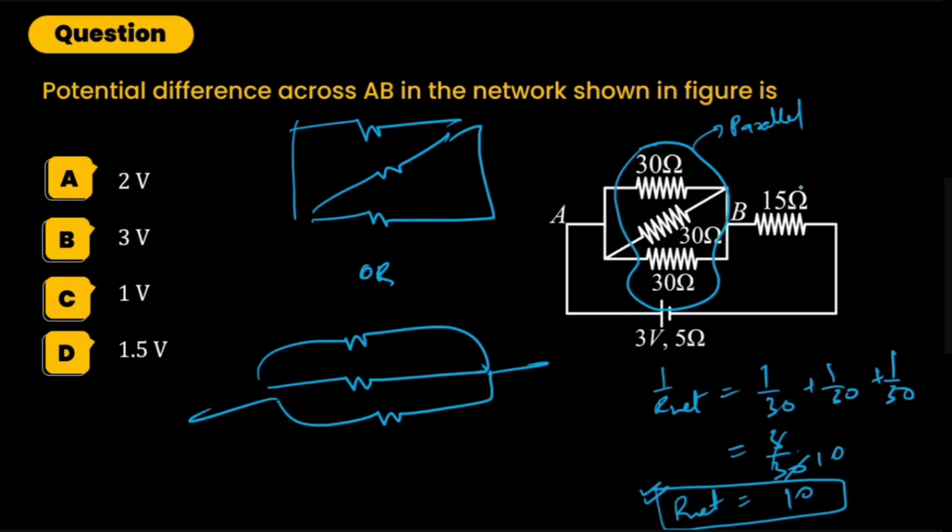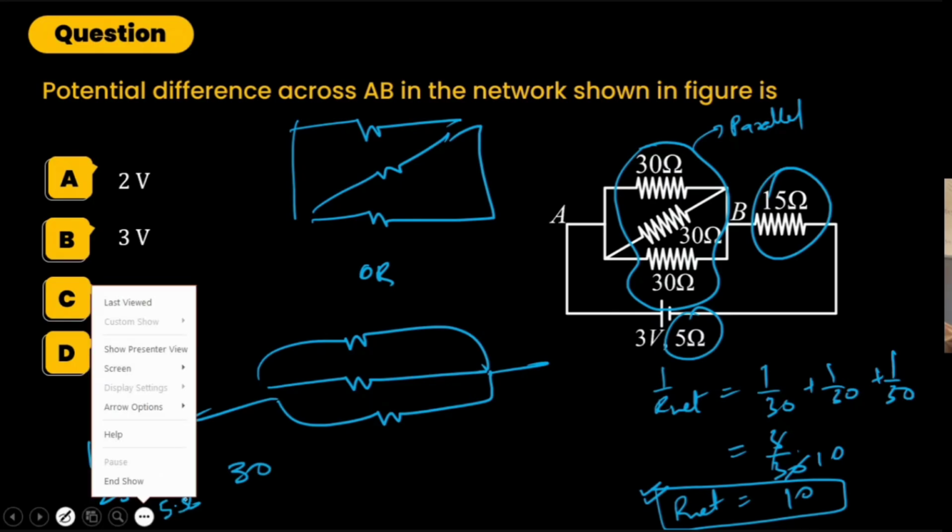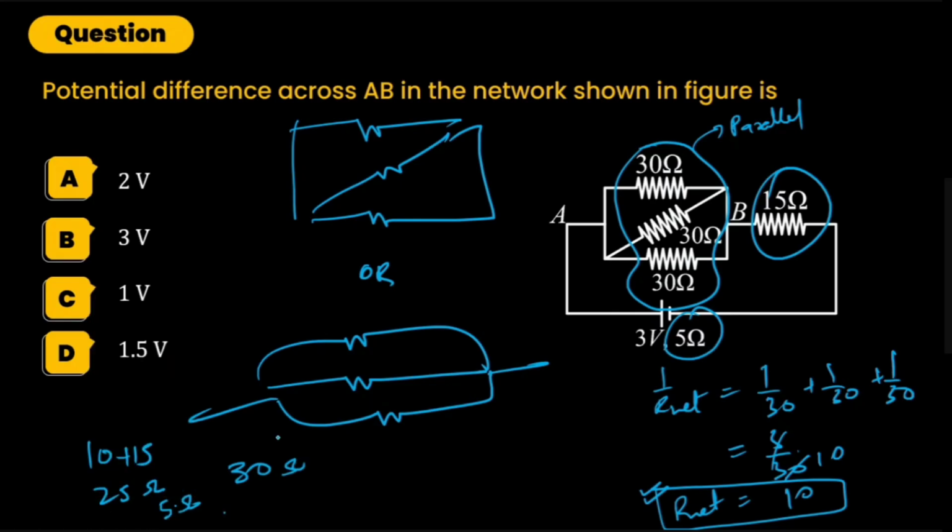And there it is 15 ohm. So 10 plus 15 is going to be 25 ohm. That is the R net resistance. And 5 ohm is also there by the battery. So it would be 30 ohm. This will be the net resistance of the whole circuit.